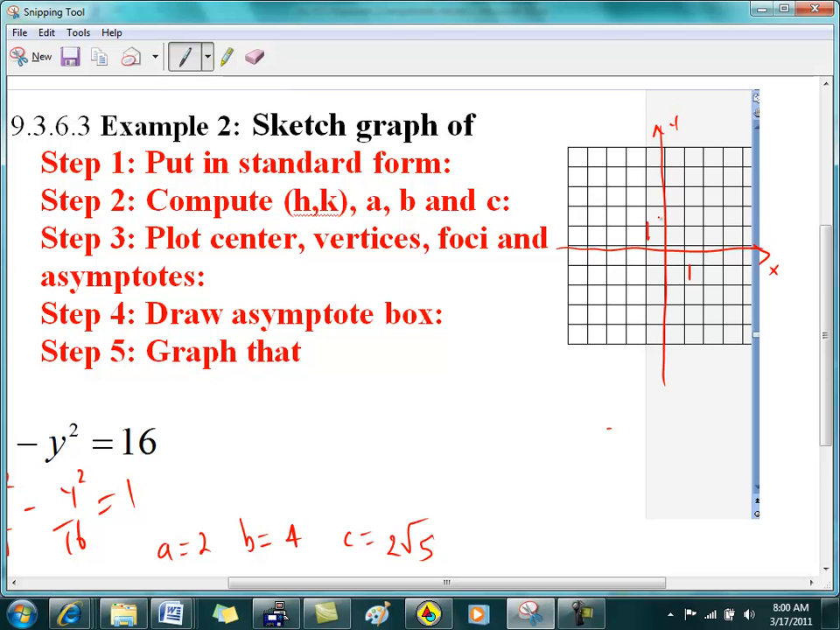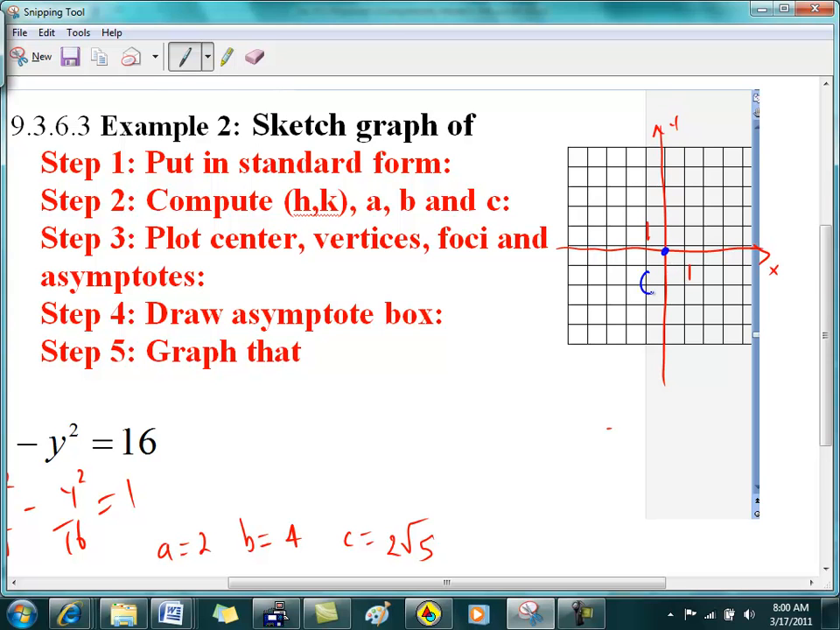Yeah. I mean, you've been with me for 8 months now. You should know these things. A graph without a scale is totally useless. Okay, let's put down the center. Where's the center at? 0, 0. So let's go put that down.